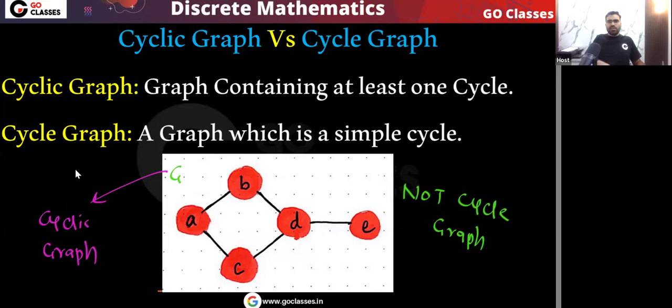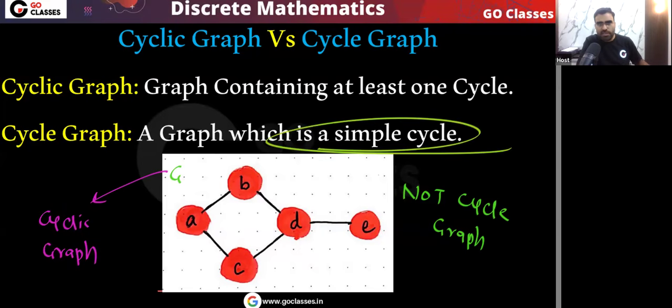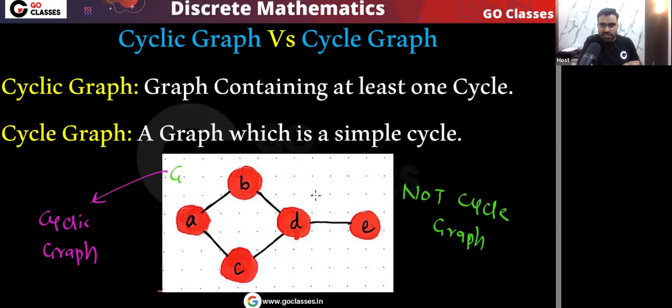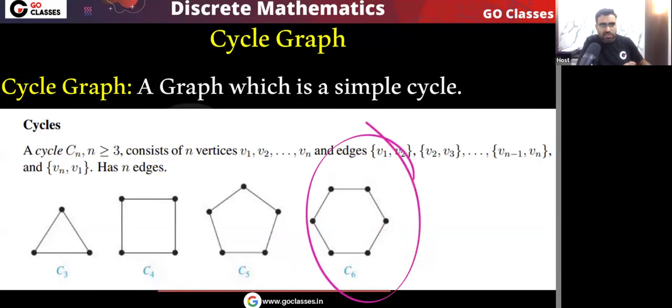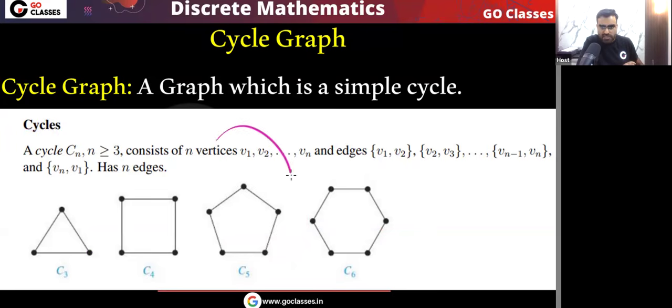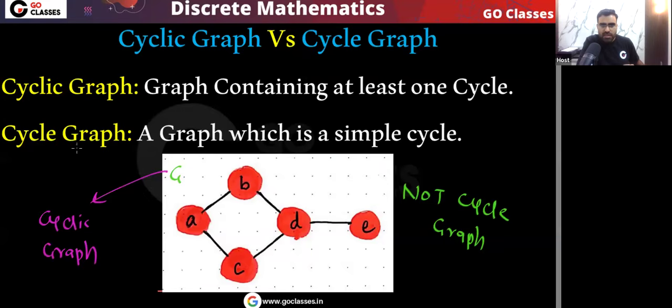So you understand this difference: a cycle graph simply means a graph which is a simple cycle. For example, here you can see this is C6, a cycle graph on 6 vertices. This is a cycle graph on 5 vertices. Basically, Cn means a simple cycle on n vertices. And what is a cyclic graph? A graph containing at least one cycle. So this graph contains a cycle, so this is a cyclic graph. So remember, cyclic graph and cycle graph are different.